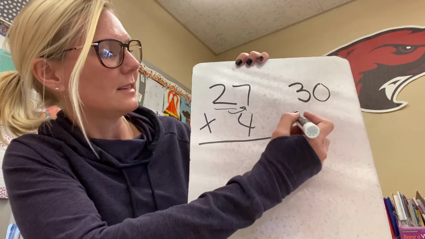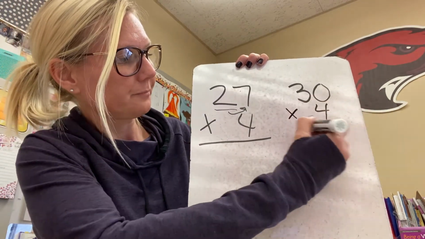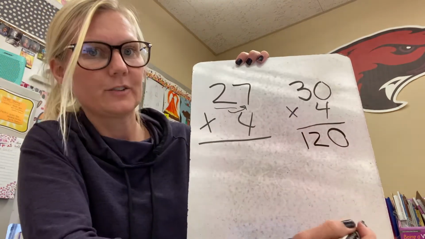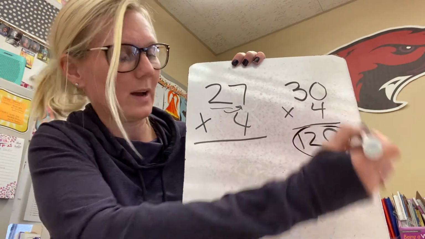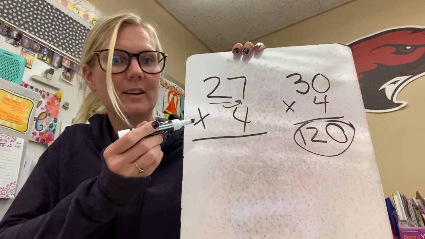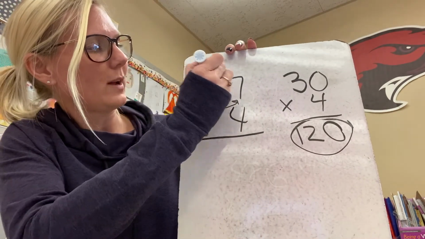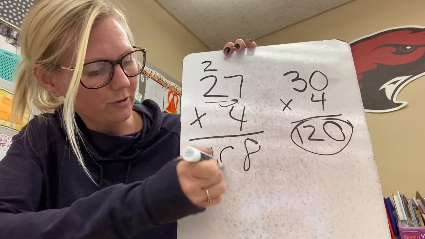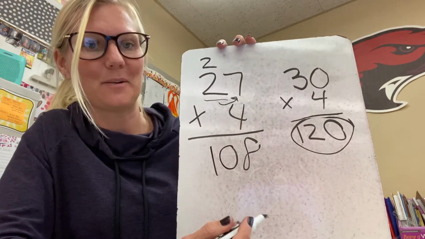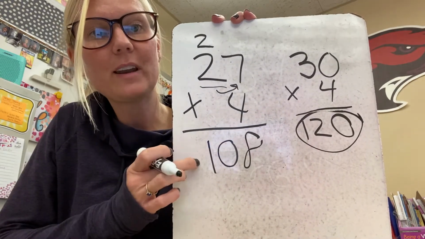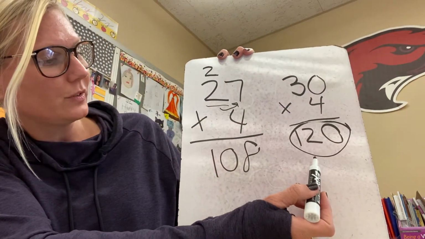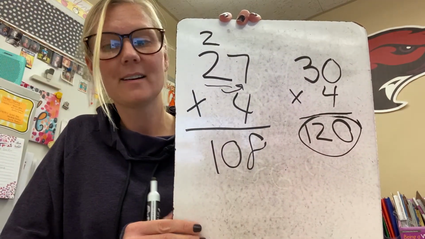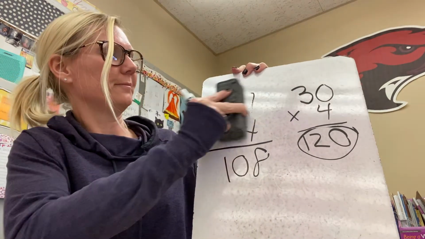Then I'm going to multiply that by 4. 4 times 0 is 0. 4 times 3 is 12. So my rounded answer is 120. Now my actual answer, let's solve it. 7 times 4 is 28. 4 times 2 is 8, plus 2 more is 10. So 108. I know that 108 is super close to 120, so my answer must be correct. Okay? All right, let's do one more, and then you're on your own.